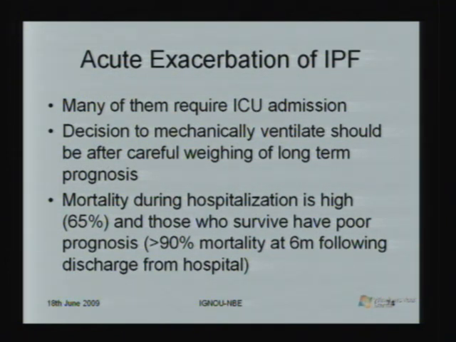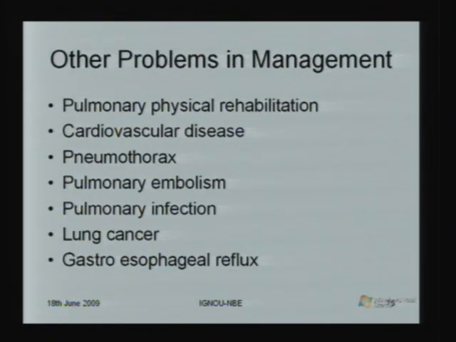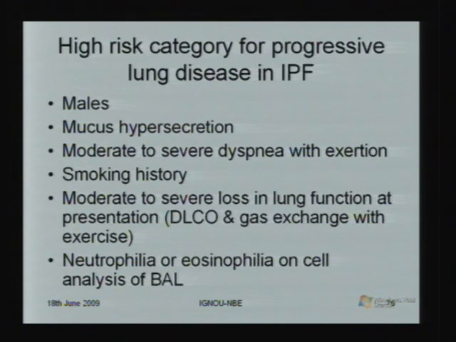Many of these patients would require ICU admission. The decision to mechanically ventilate should be carefully made after weighing the long-term prognosis. Mortality during hospitalization in these patients is very high, about 65%, and those who survive have a poor prognosis, with more than 90% mortality at 6 months following discharge from hospital. The other problems of management of IPF include pulmonary physical rehabilitation, cardiovascular disease, pneumothorax, pulmonary embolism, pulmonary infections, lung cancer, and gastroesophageal reflux. What are the predictors of high risk in patients with IPF?